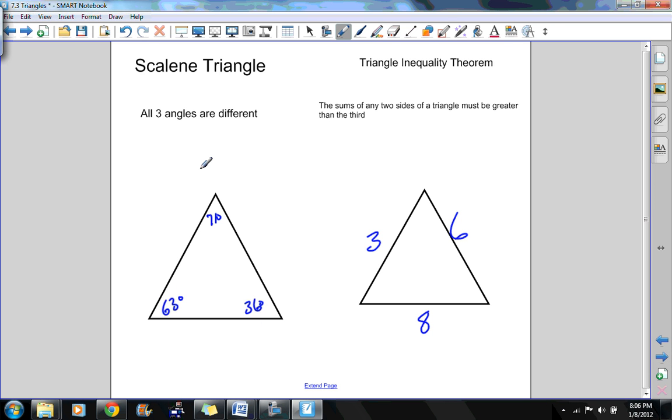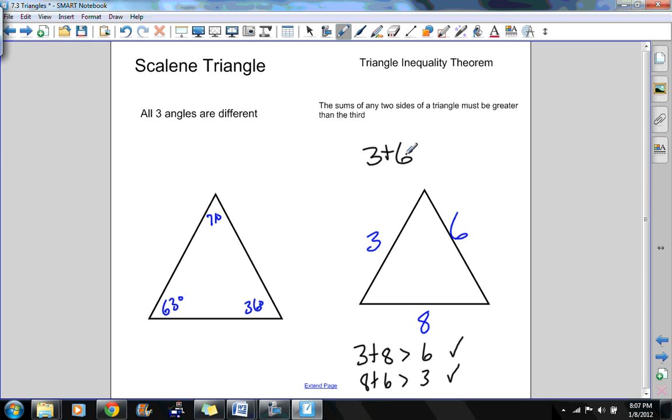And finally, the most important part of this section, the triangle inequality theorem, which says the sum of any two sides of a triangle must be greater than the third. And what that means is, if we added up, let's say 3 and 8, that has to be bigger than 6. And in this case, it is. But then we'd have to do 8 plus 6. And that would have to be bigger than 3. And it is. But here's the one that really matters. These will always be fine. If you add the smallest two sides up, that's where your problem's going to usually happen.